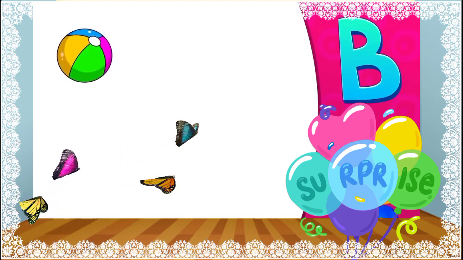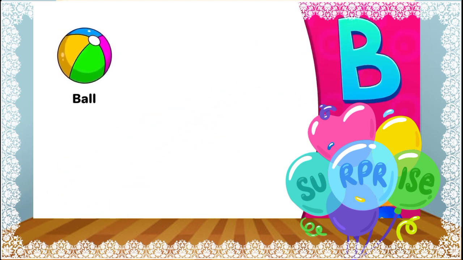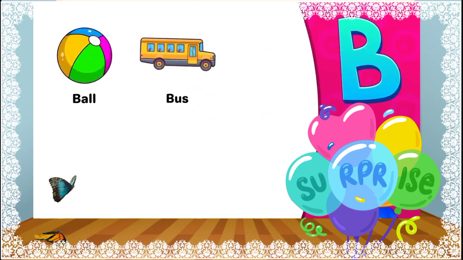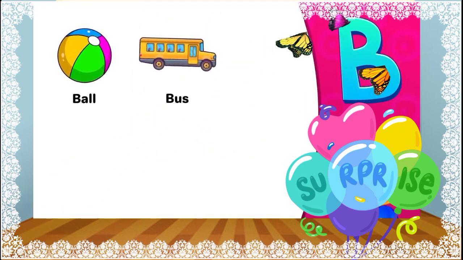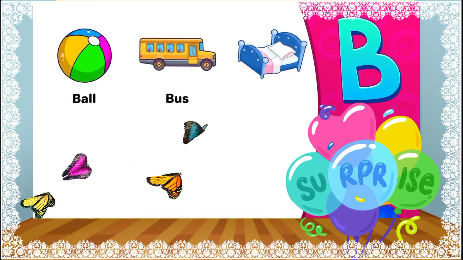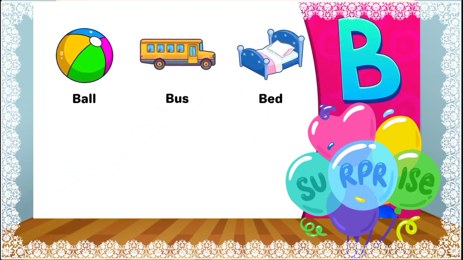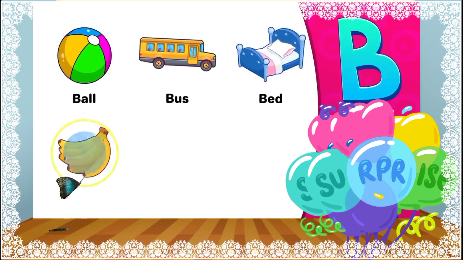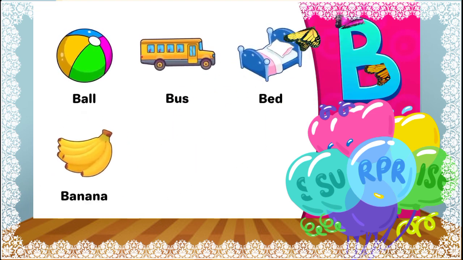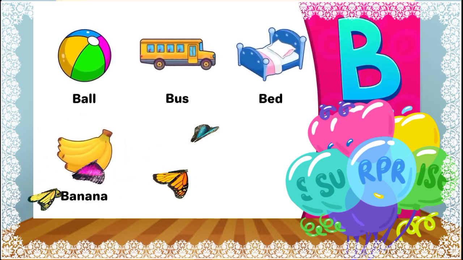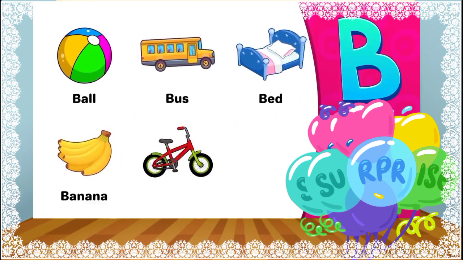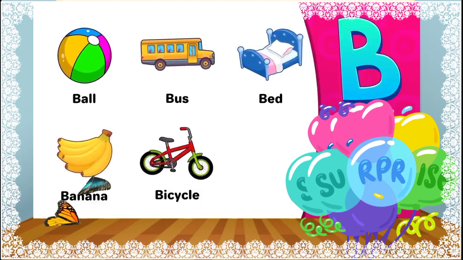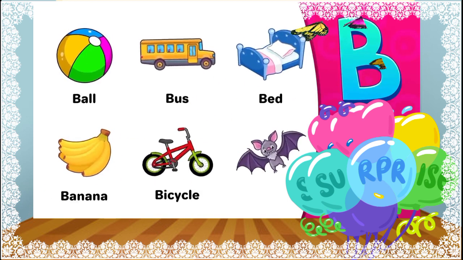B is for ball. B is for bus. B is for bed. B is for banana. B is for bicycle. B is for bat.